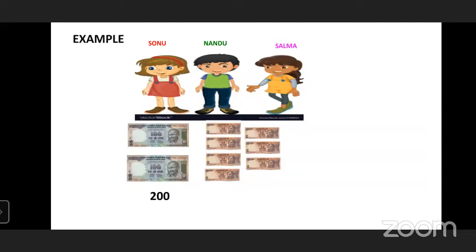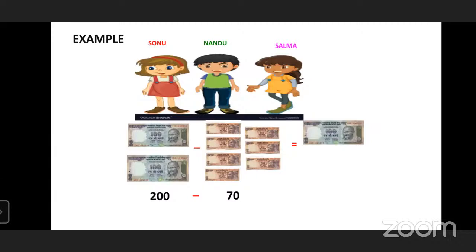Now tell me, children, how many rupees are left with Sonu now? It means 200 minus 70. See, she had made change of only 100 rupees, isn't it? So the other 100 rupees she has as it is. And out of 10 notes of 10 rupees, she gave 7 notes to Nandu.